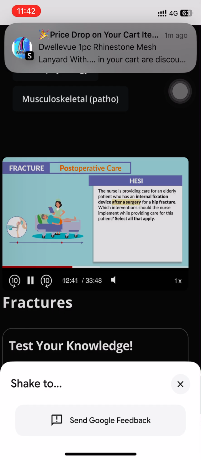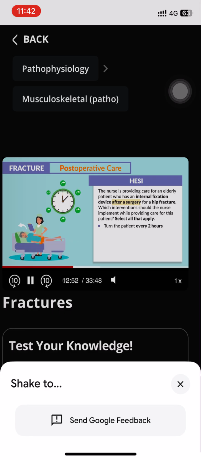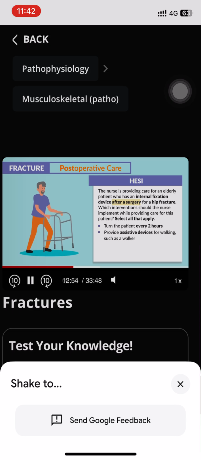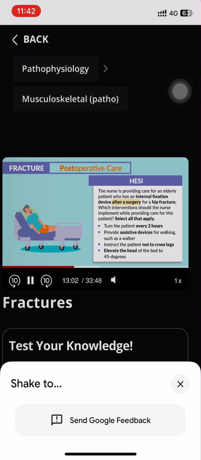And the nurse is providing care for an elderly patient who has an internal fixation device after surgery for a hip fracture. Which intervention should the nurse implement while providing care for this patient? Select all that apply. So we turn the patient every 2 hours. We provide assistive devices for walking, such as a walker. Instruct the patient not to cross the legs, and elevate the head of the bed to 45 degrees. Yes, all of these things are included for hip fractures.